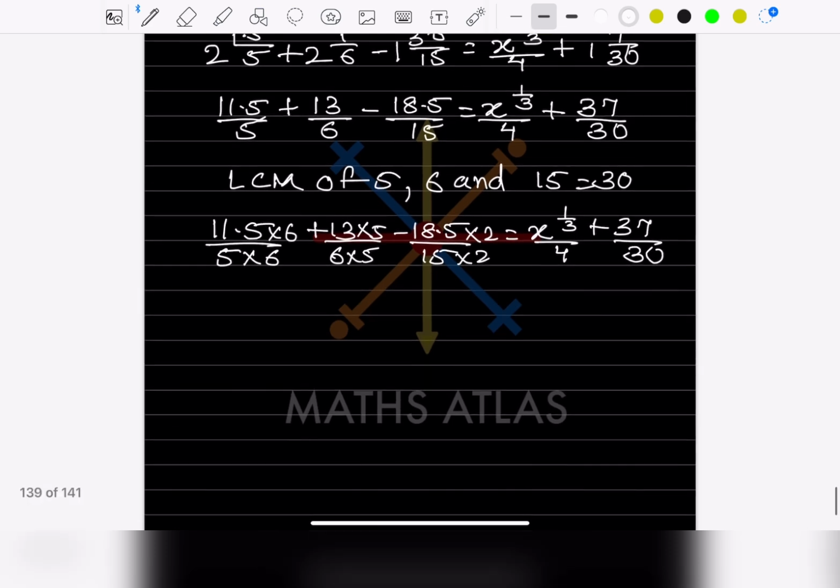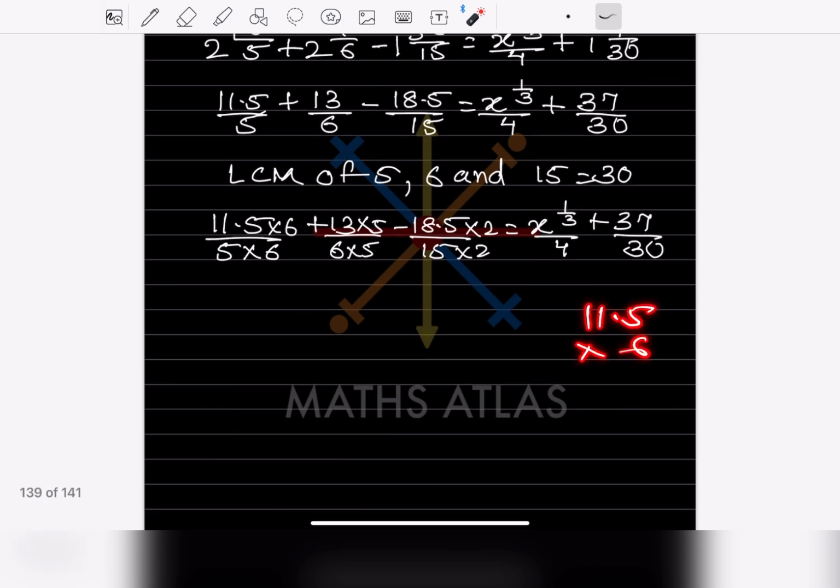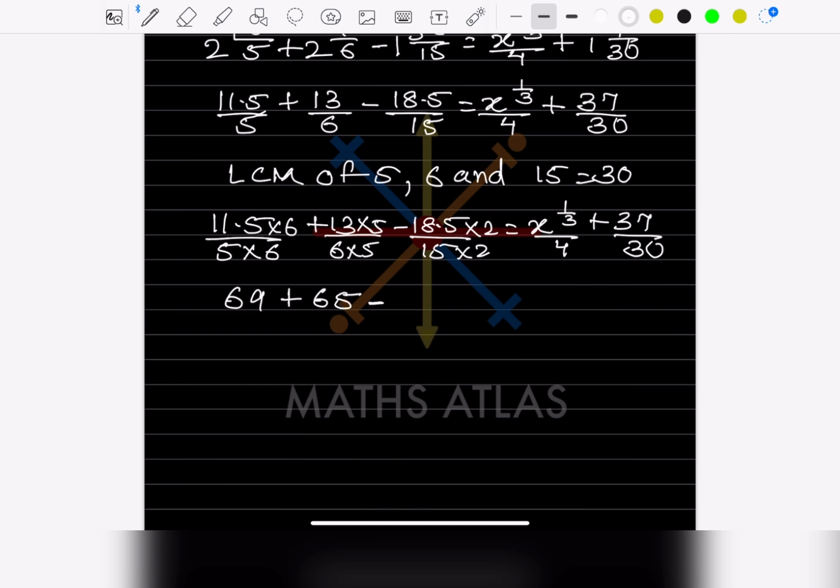So now what will that be? 11, this is going to be how much? Now let us multiply and see, 11 into 6. So this is going to be 66, because all the denominators are going to be 30. So we can write directly plus 65, 13 5s are 65, minus 18 into 2 means 18 2s are 36. This will be 37 divided by, the LCM is 30, is equal to x raised to 1 by 3 divided by 4 plus 37 by 30.